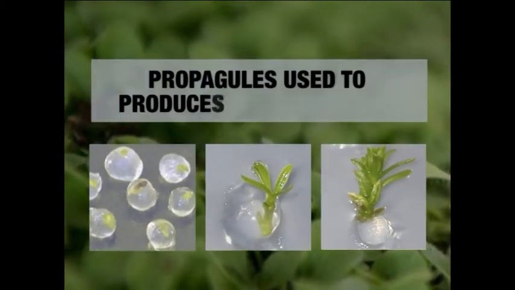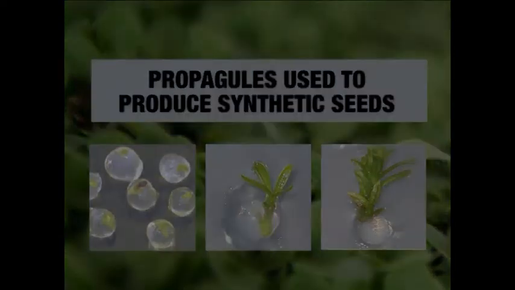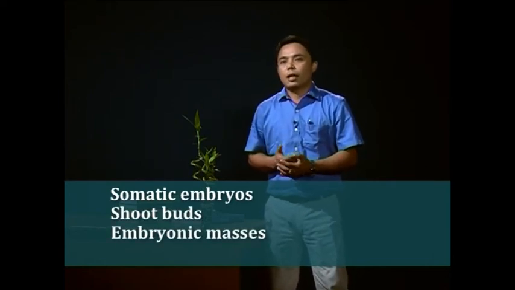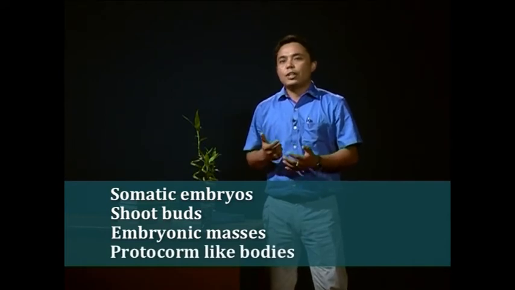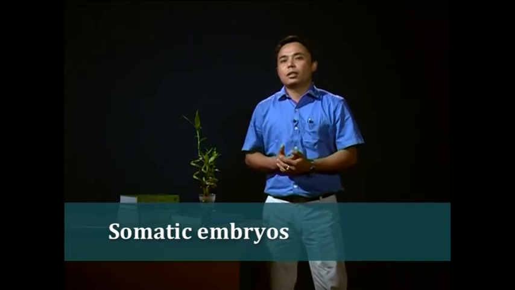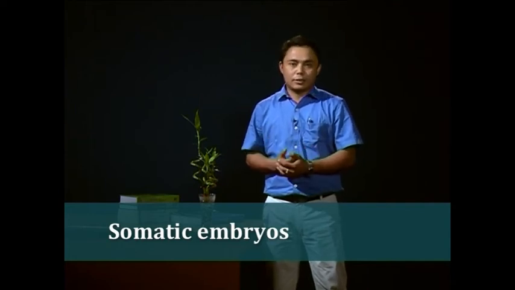We will take up the propagules used to produce synthetic seeds. Various micropropagules such as somatic embryos, shoot buds, embryonic masses, and protocorm-like bodies have been used for synthetic seed production. First, let us take up somatic embryos. The somatic embryos are the most favorable propagules used for production of synthetic seeds. Artificial seeds using somatic embryos have been successfully developed for a number of important crops.